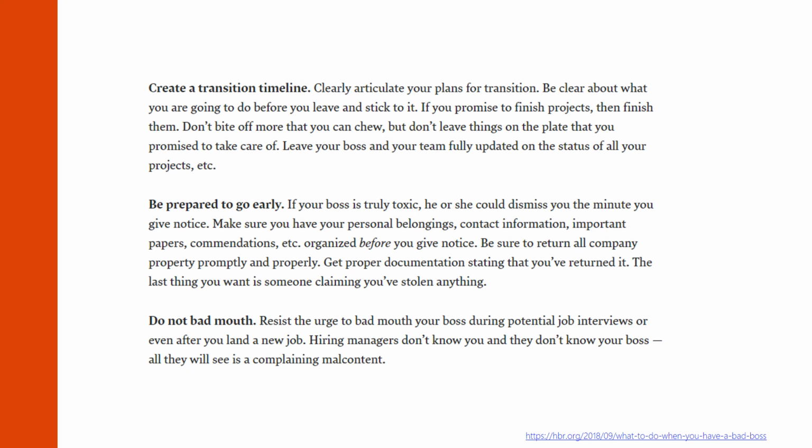Create a transition timeline, meaning draft up a plan of when you should leave and where you should go, how you should finish your pending projects, and how to join your next job. Be prepared to go early because you might have an unpleasant boss who might dismiss you the minute you give notice that you will resign. Do not badmouth, because this will eventually be on your record with your old employer and with your new employer. People don't forget.